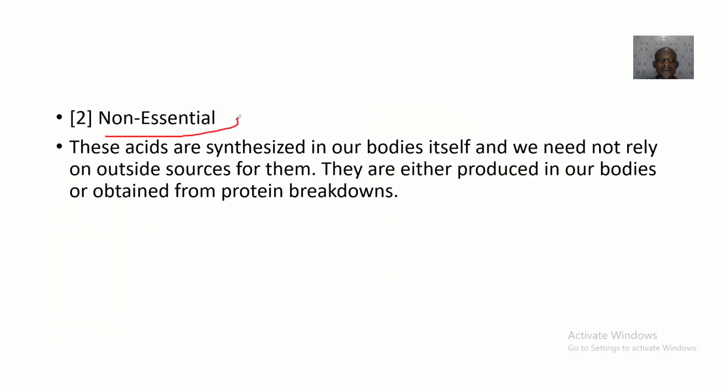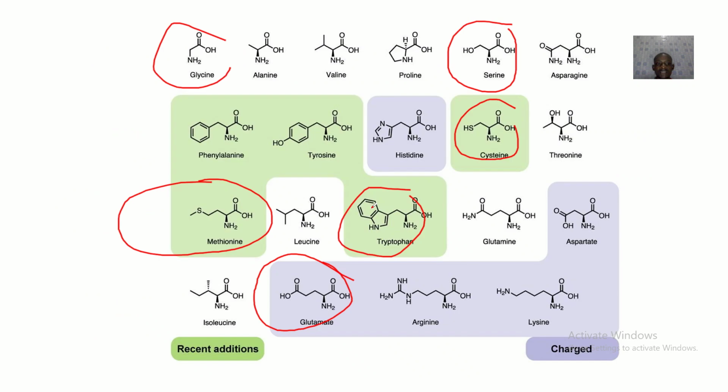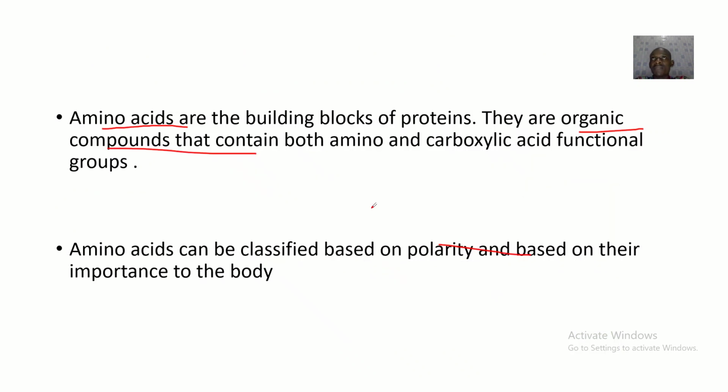Now, how about the non-essential amino acid? We say that these acids are synthesized in our body itself, and we need not rely on outside sources for them. Okay, so they are either produced in our bodies or obtained from protein breakdowns. So these are like the friends. They can be actually produced by the body. So even if you eat them in food or not, they will always be available in your body. Okay, so basically, guys, that's it about the classification of amino acid. We classify amino acid based on polarity and based on their need, their availability and importance to the body.